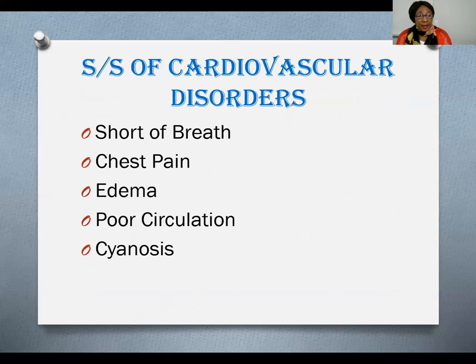Signs and symptoms: you may see shortness of breath, chest pain, and edema, especially in the lower extremities, where their feet and legs are swollen because the circulatory system is not functioning well. As a result, they accumulate a lot of fluid in their system. You may also see poor circulation, and sometimes cyanosis. When the blood doesn't circulate properly, some parts of the body are not receiving that blood, so you may see cyanosis. Cyanosis is when you notice that the hands or the feet turn blue because the circulation is not going as it's supposed to in a normal person.